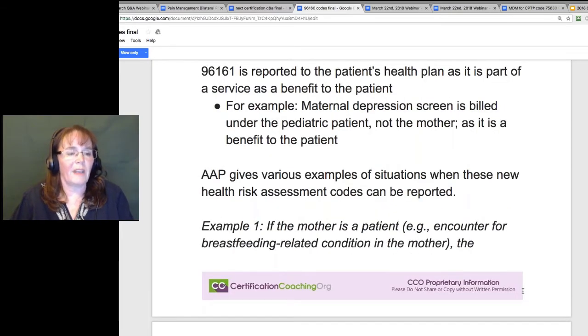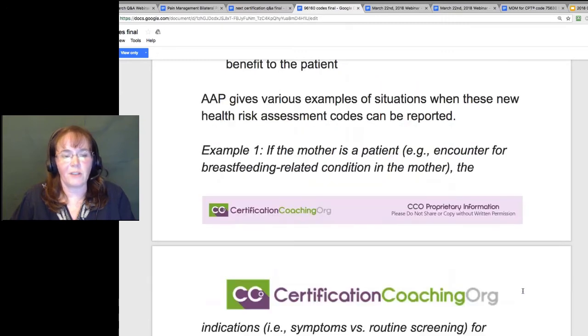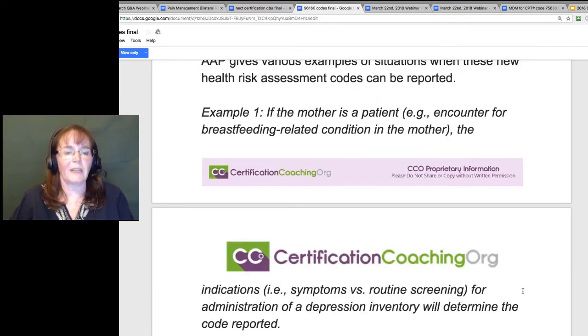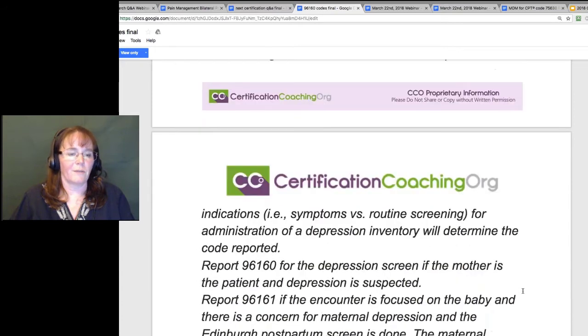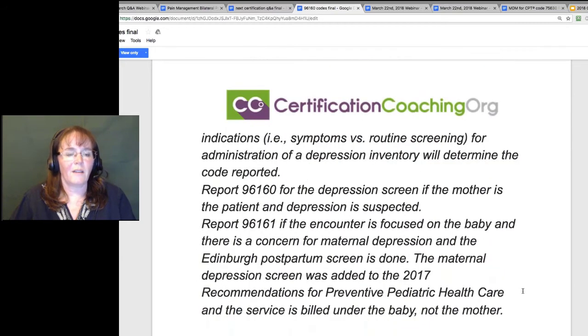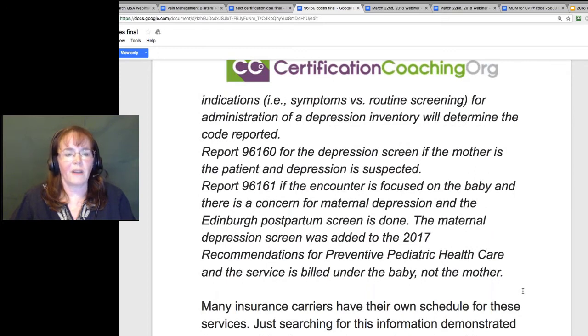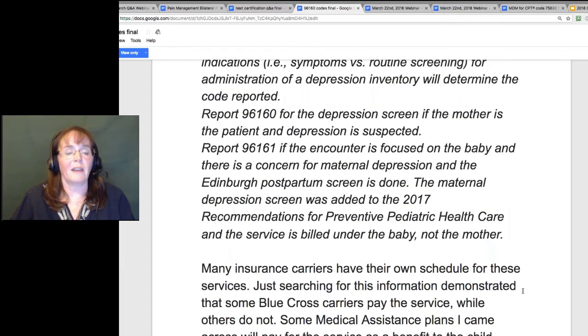So the American Academy of Pediatrics does give an example of a situation. If the mother of the patient is coming in and the encounter is for a breastfeeding-related condition, then the indications of her symptoms versus routine screening for the depression inventory are going to determine if that code can be reported. So 96160 for the depression screening if the mother is the patient and depression is suspected, or you're going to use 96161 if the encounter is focused on the baby and there's a concern for maternal depression based on the postpartum score that was done. So they added that information, but it's to be billed under the baby and not the mother.